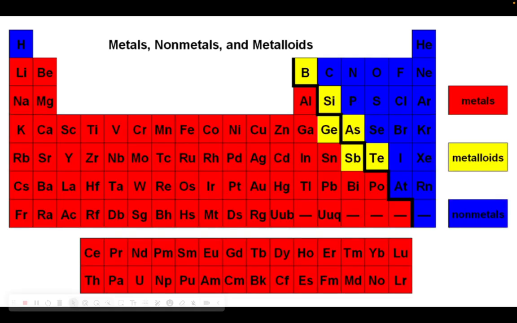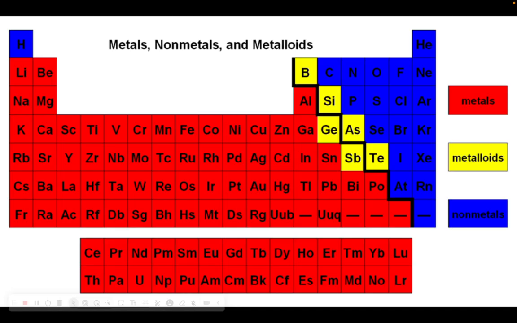So, again, here's just your summary. Your metalloids include boron, silicon, germanium, arsenic, antimony, and tellurium. However, it is important to note, and someone did point this out previously, hydrogen is actually a nonmetal.